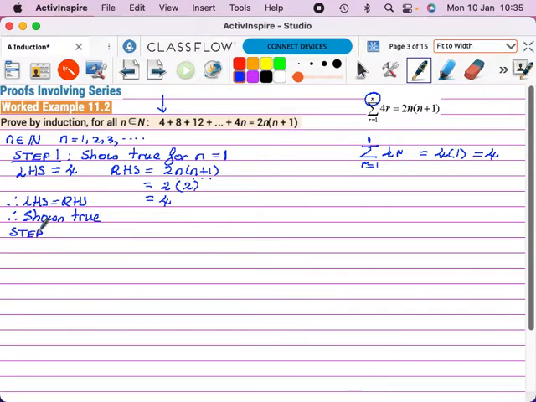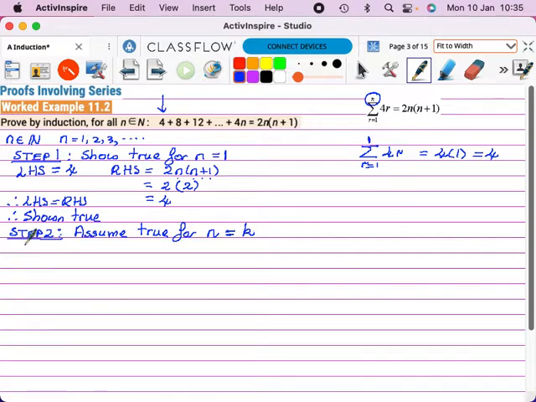Now, step 2, you learn to write the title step 2, you learn to underline it, and you need to learn this key phrase. Assume true for n equals k. So you've got to learn that phrase. Assume true for n equals k. Now, do you remember I talked to you about the domino in the middle? This is the domino in the middle, mathematically.